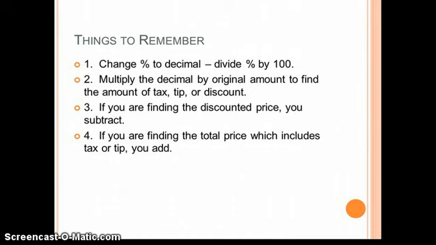All right, things to remember. Step 1, you're going to change the percent to a decimal. You'll do this by dividing the percent by 100. Step 2, you're going to multiply the decimal by the original amount to find the amount of tax, tip, or discount. And then if you're finding the discounted price, you subtract, because remember, you're saving money. But if you have to find out the tax or tip to find out the total price, you must add. All right, pretty easy. Just remember those 4 steps, and you'll have no problem solving the math problems.